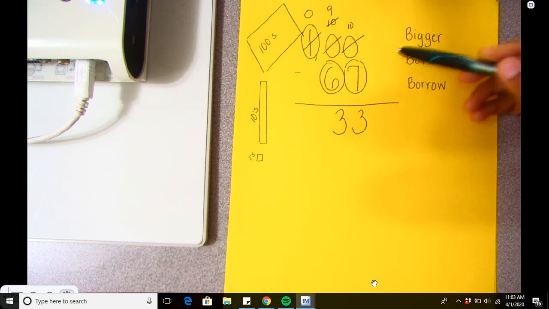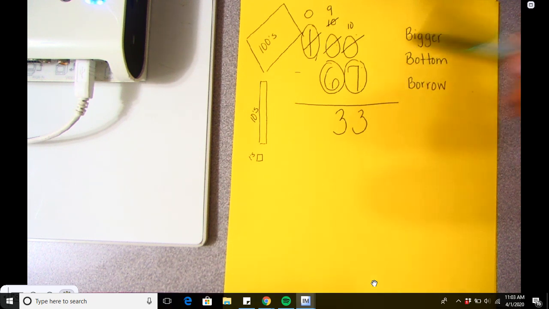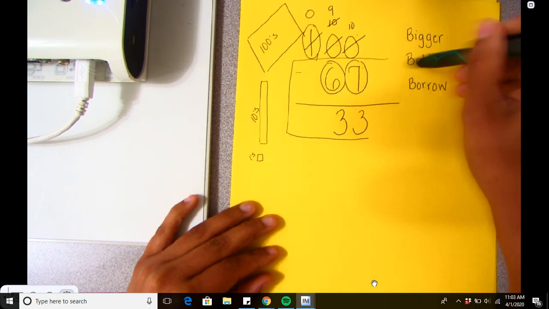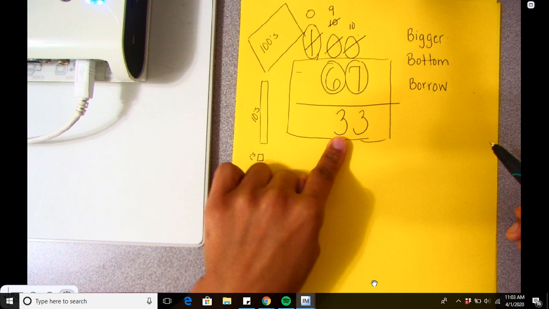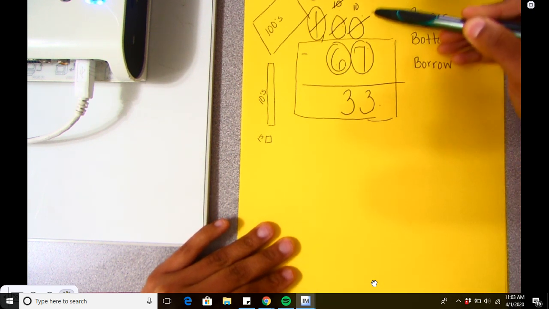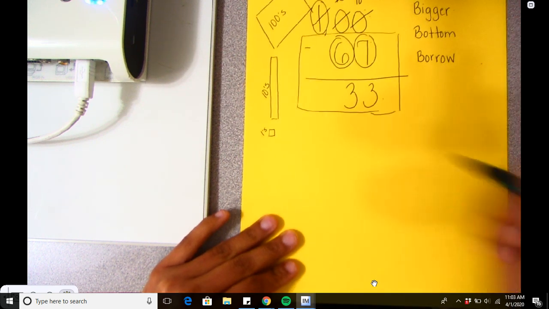Now we learned that we could actually use addition to also check a subtraction problem. I use addition by taking this bottom number here and the difference. Remember, the difference is the answer to the subtraction problem. I'm going to add them together. 67 and 33 should give me 100. If it does, I know I did my subtraction correctly.